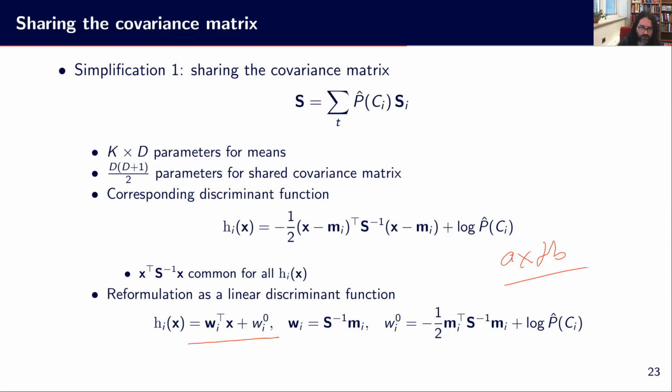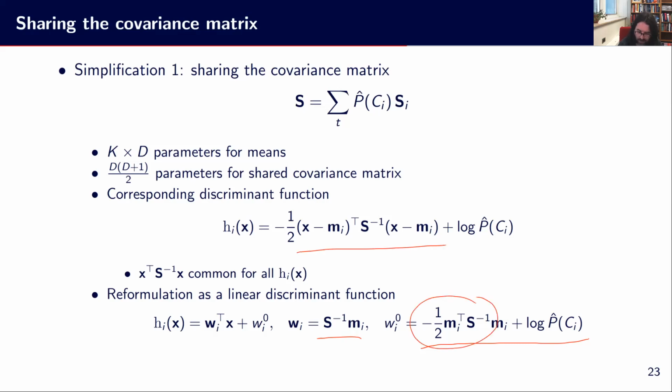with w_i transpose times x plus w_i0. So this is basically the a and the b of this kind of equation. And here we have w_i equal to the inverse of the covariance matrix times m_i. So this is different for each class. And we have the constant element here, which is different for each class, but basically can be computed only once over all samples, where we have this component that is coming from expanding this, but keeping all the elements that are not a function of x, plus log of the prior.